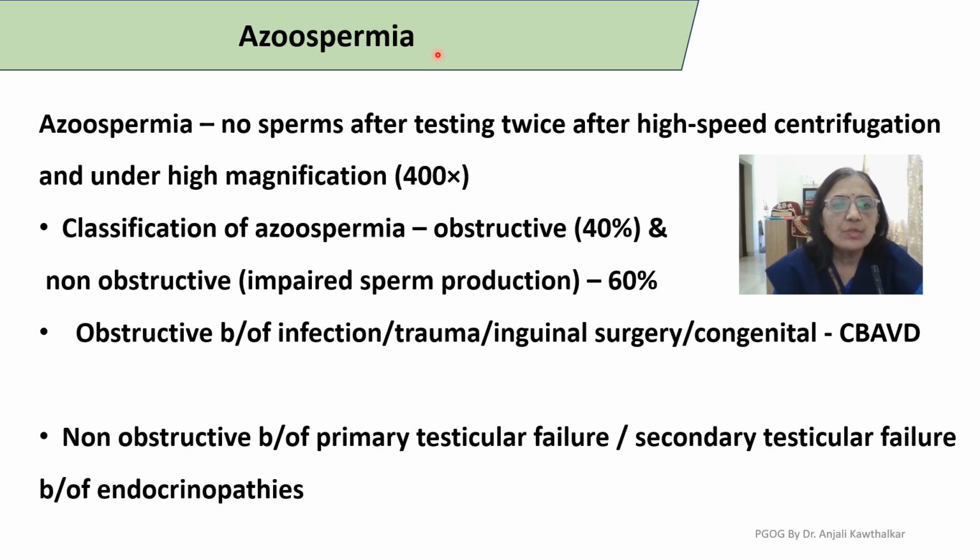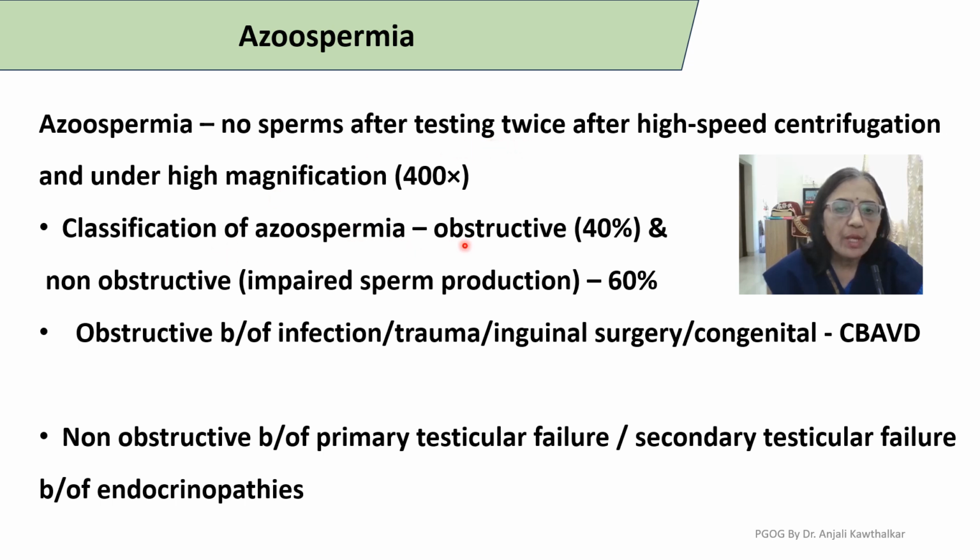Now coming to azoospermia: no sperms after testing twice, after high speed centrifugation of the semen and looking under high magnification, 400 times magnification, and still absence of sperms, then we label it as a case of azoospermia. Testing should be done at least twice.